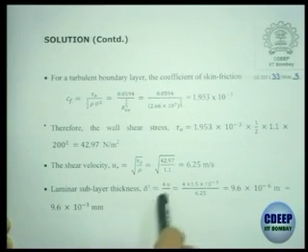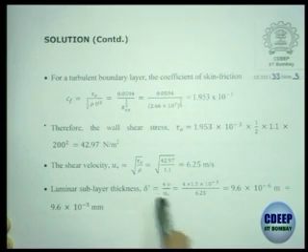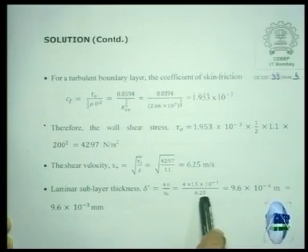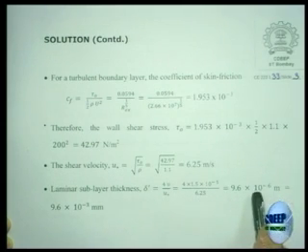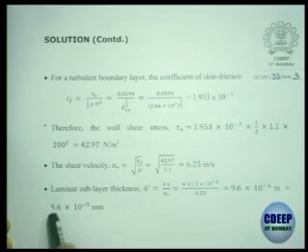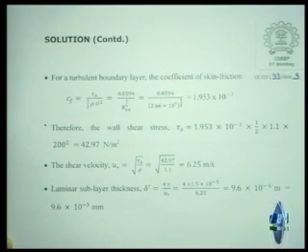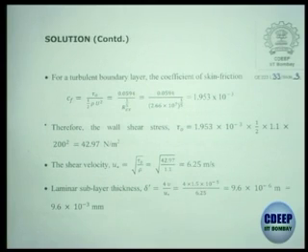So, I substitute the values: 4 times the viscosity of air divided by u star, which is equal to 9.6 into 10 to the power minus 6 meters, which is a very, very small quantity as you see here. Let us say even if you round off to 10 to the power minus 5, it is approximately 100th of a millimeter. So, it is exceedingly small, the laminar sublayer.